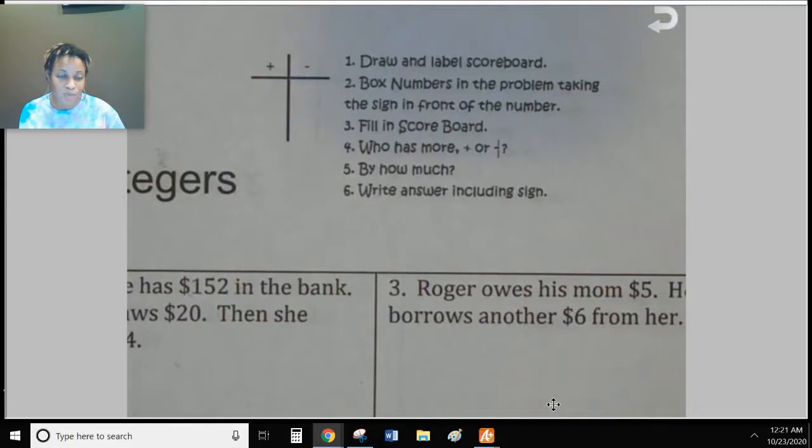Box the numbers in the problem, taking the sign in front of the numbers. We've been doing this before. We just put circles, right? Fill in the scoreboard. Who has more, the positive side or the negative side? And by how much? And write your answer, including the sign. So let's jump to it and see how to use our scoreboard.